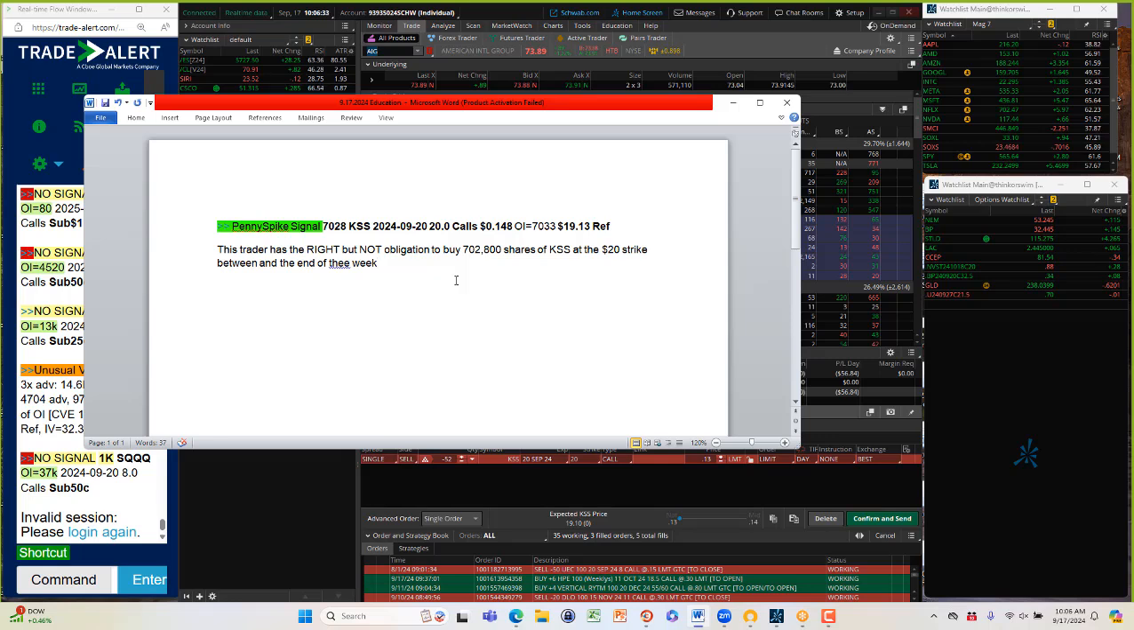Okay. And they paid 15 cents, or $15 per one lot. And then if I took out my nice little calculator here and did the math of the total dollar amount of this trade, 7,028 times 15 cents times 100, it's about a $105,000 bet. Okay, about a $105,000 bet.